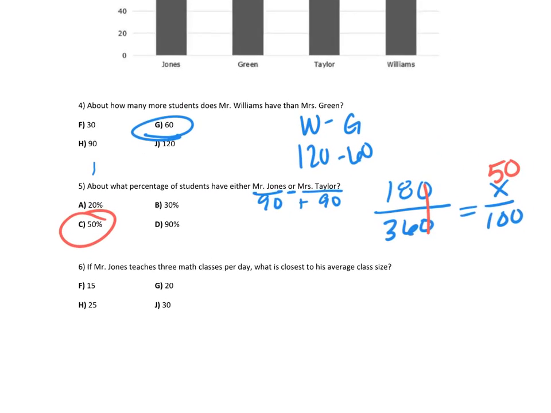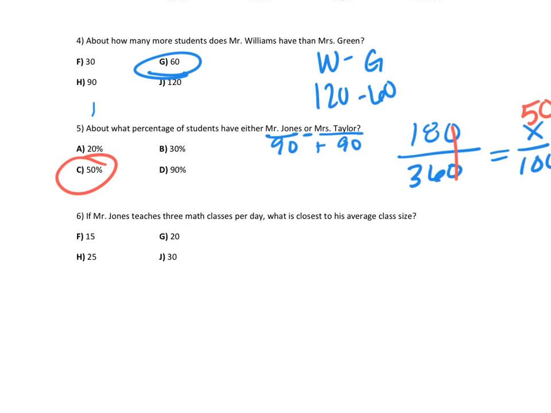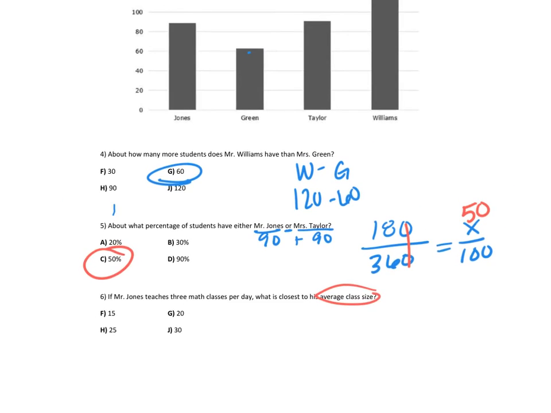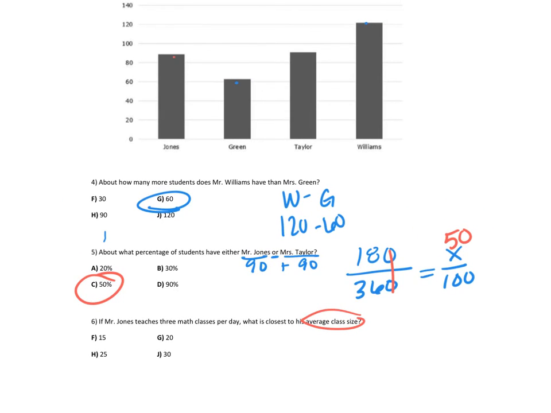Okay, number 6. If Mr. Jones teaches 3 math classes per day, what is closest to his average class size? Okay, Mr. Jones teaches about 90 kids, right? If he teaches 3 classes a day and he teaches 90 kids, how do we know how many kids per class? 90 divided by 3 and get... Y'all good with that? Okay.